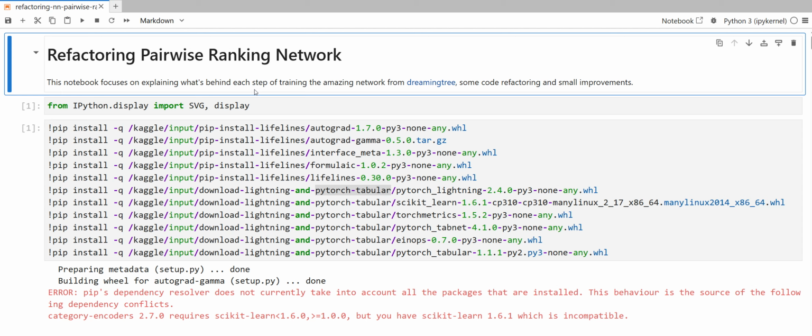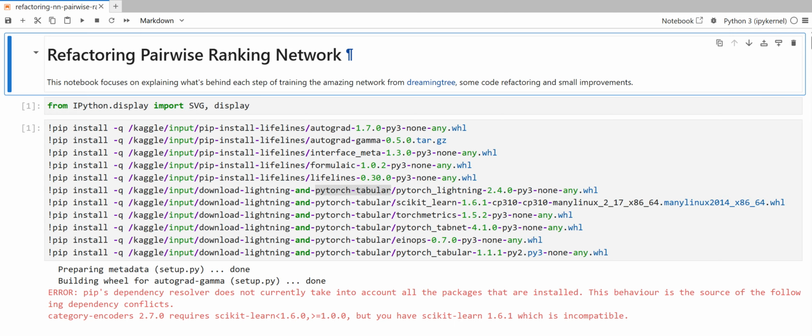The title says it all: Refactoring Pairwise Ranking Network. The main goal is to predict survival time, and the author's using this pairwise ranking approach, which is quite different from the popular tree boosting models for this type of problem.